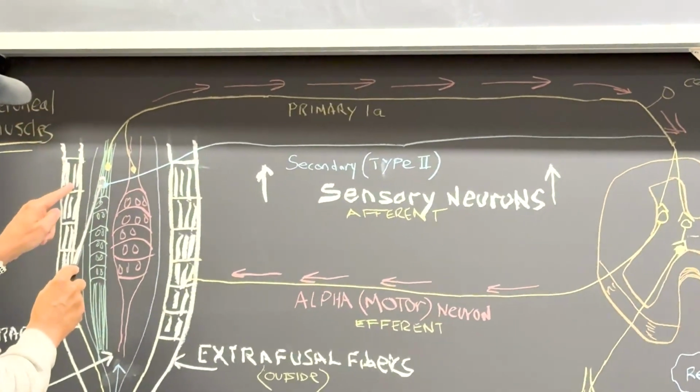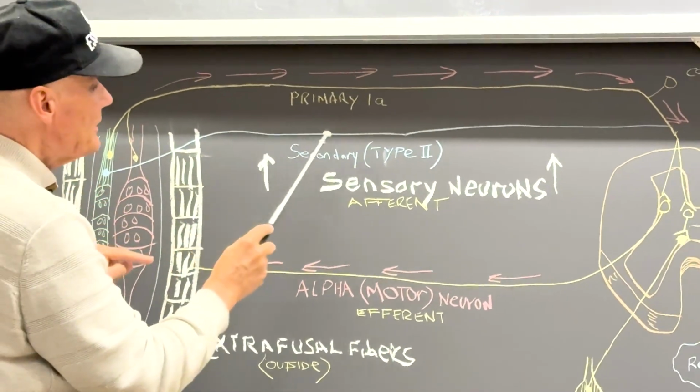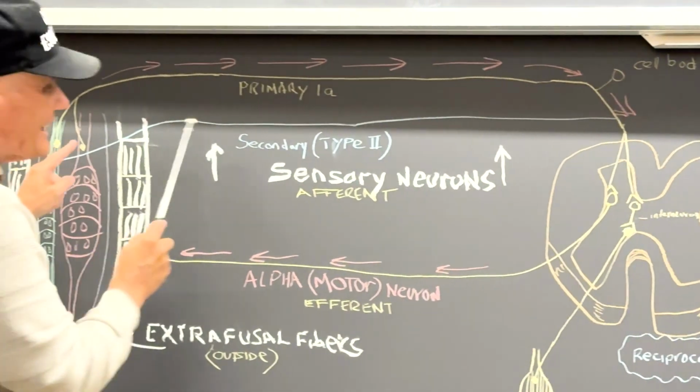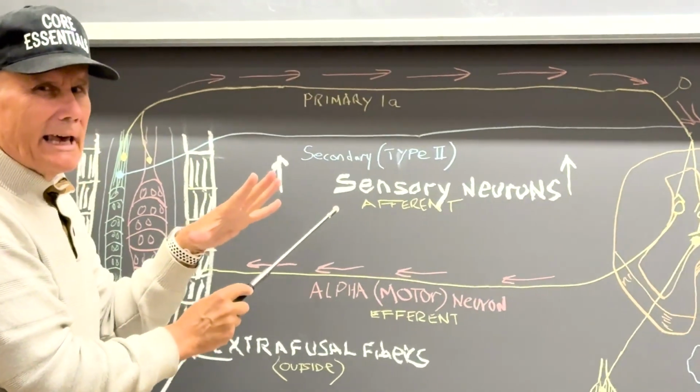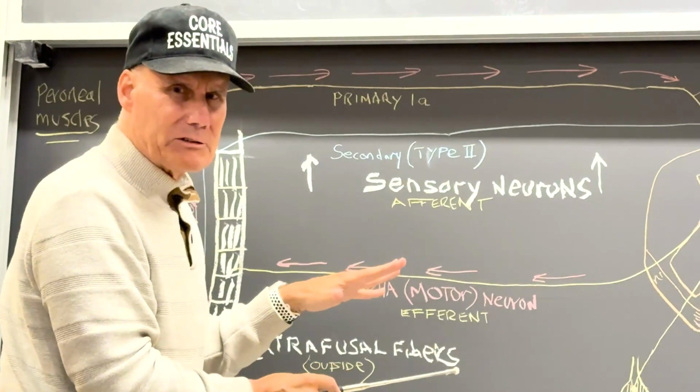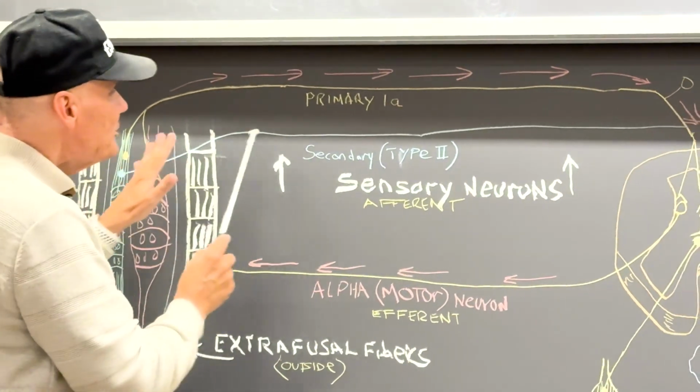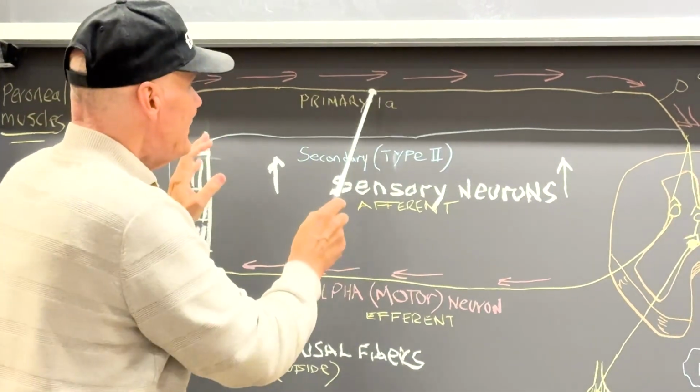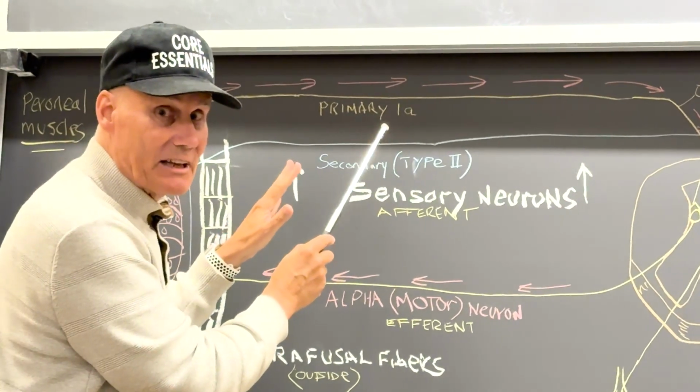And then there's another sensory nerve fiber called the secondary type 2s that kind of get squelched in this whole stretch reflex model. They're not as front and center as the primary 1As, which you're going to see in a second, okay?